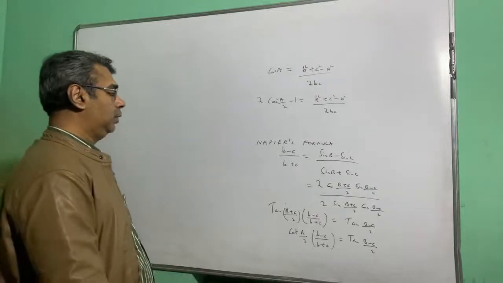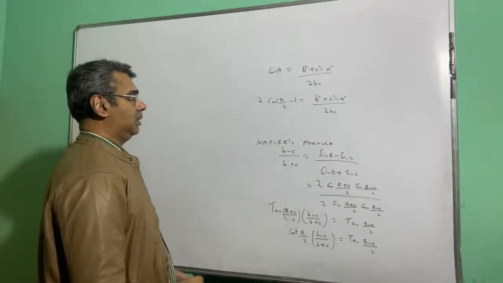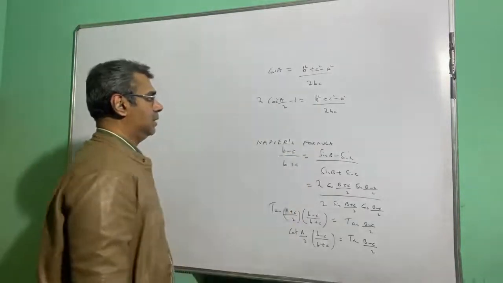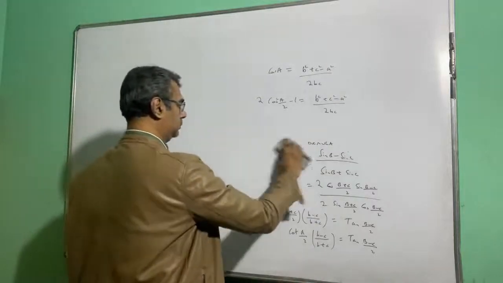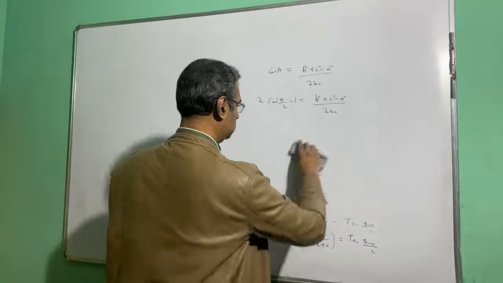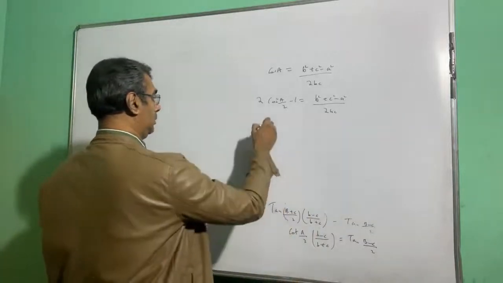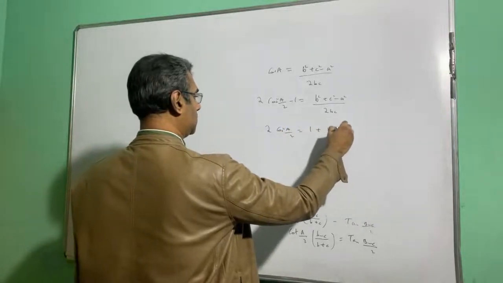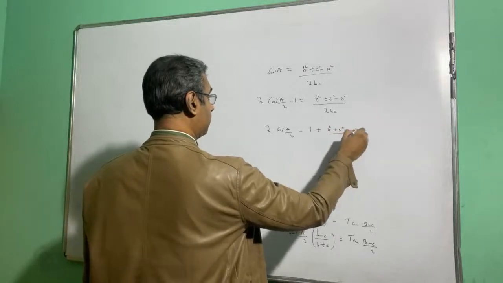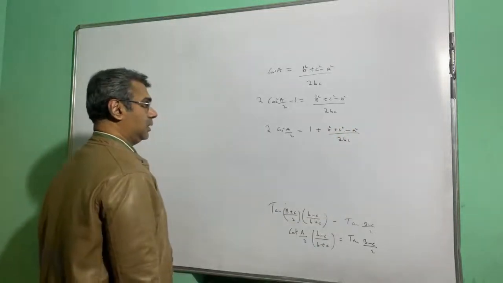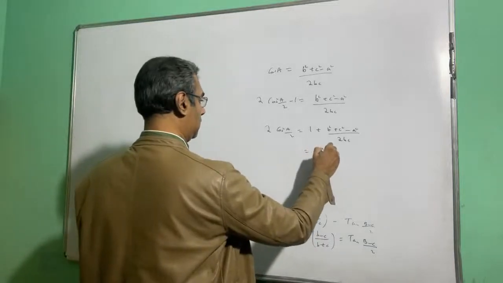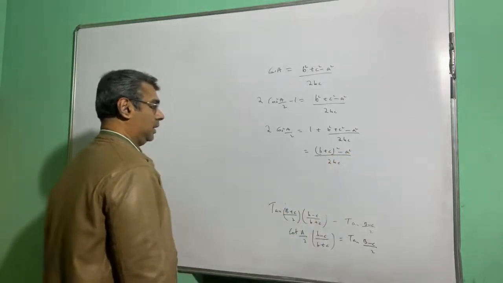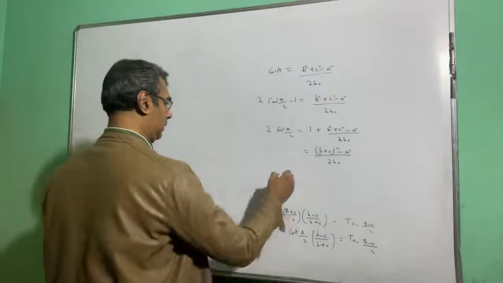Okay, now if you go back to the cosine rule, cos A is (b square plus c square minus a square) by 2bc. So we can write 2 cos square A/2 minus 1 is (b square plus c square minus a square) by 2bc. So we can write 2 cos square A/2 is 1 plus (b square plus c square minus a square) by 2bc. So that is ((b plus c) whole square minus a square) by 2bc.